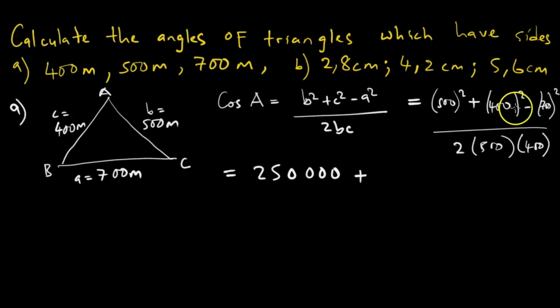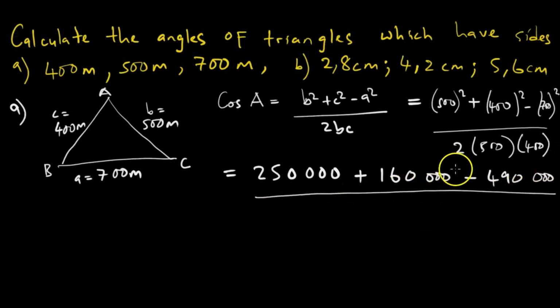Then 400 squared will be 160,000, subtracting 700 squared, which will be 490,000. This is over 2 multiplying 500 into 1,000, 1,000 multiplying 400, it's 400,000.